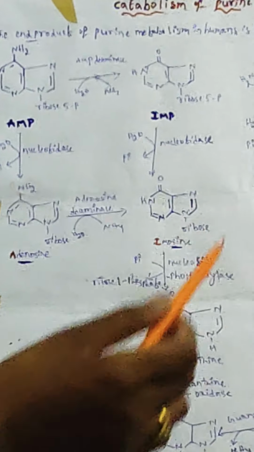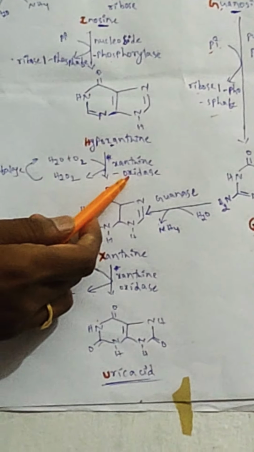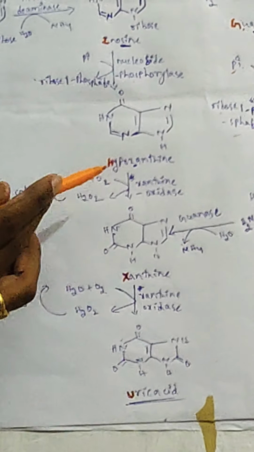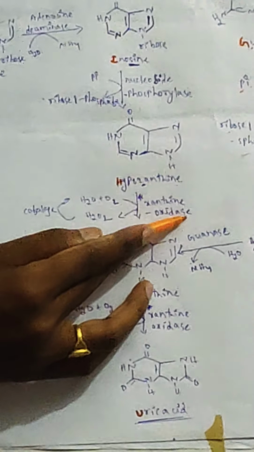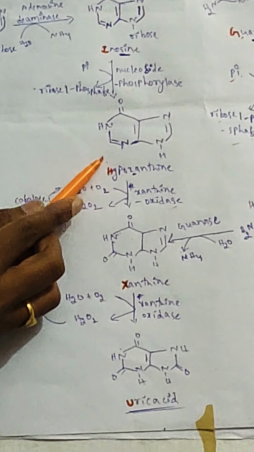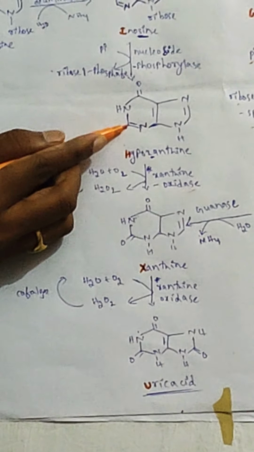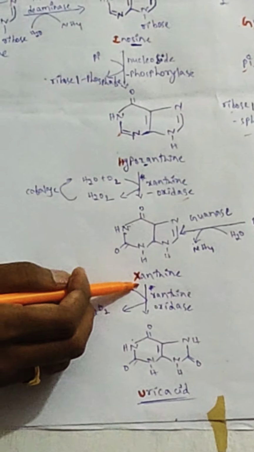Here, inosine is converted to its nitrogenous base hypoxanthine. Then guanine will be produced. In the next step you can see the xanthine oxidase enzyme. Xanthine oxidase is a very important enzyme. The name itself indicates it is oxidizing. It adds oxygen to the hypoxanthine, at this position. So it will be converted to xanthine.